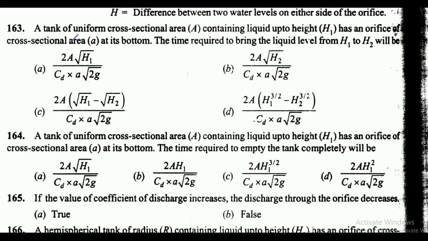Next is a tank of uniform cross-sectional area A containing liquid up to height H1 has an orifice of cross-sectional area a at its bottom. The time required to bring the liquid level from H1 to H2 will be. Here friends, these are the options, and here correct answer is option C, that is 2A into bracket under root of H1 minus under root of H2 bracket closed upon CD into a under root of 2g.